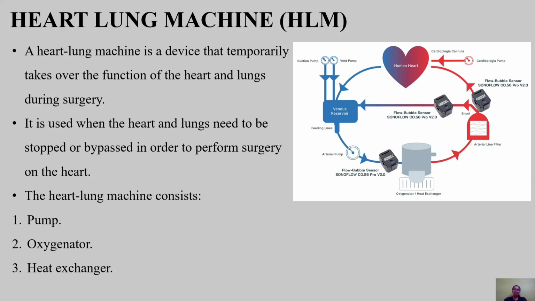The heart lung machine is connected to the patient's body through a series of tubes. The tubes are inserted into the patient's aorta. The aorta is the main artery that carries blood away from the heart, and the vena cava is the main vein that carries blood back to the heart. Once the heart and lung machine is connected, the surgeon can stop the heart and lungs and perform the surgery. The heart lung machine will keep the patient's blood circulating and oxygenated during the surgery.